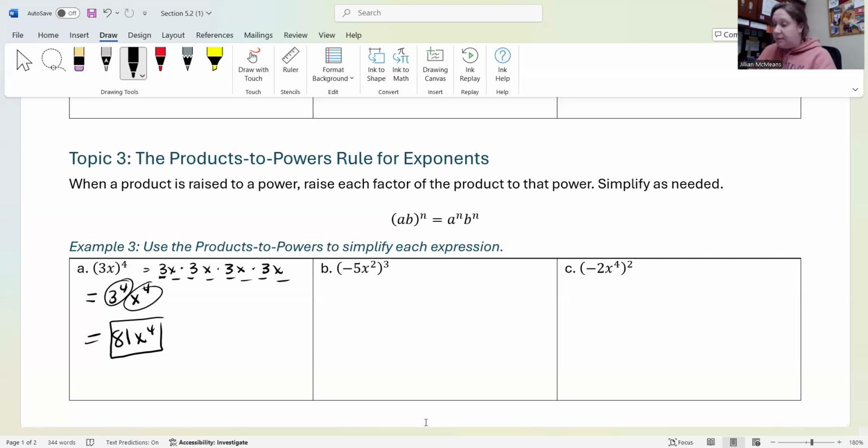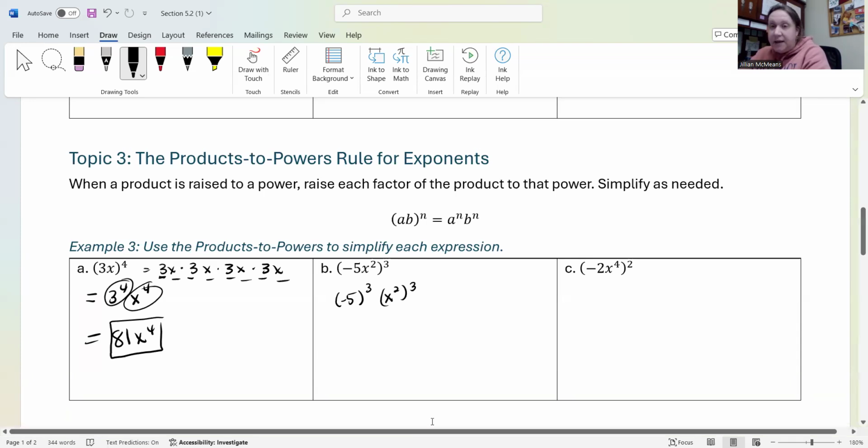Okay, next up we have for part B, negative 5x squared to the third power. So again, we have a product in parentheses. We're going to raise that to the third power. So I've got negative 5, keep it in parentheses, to the third power. We have x squared to the third power.